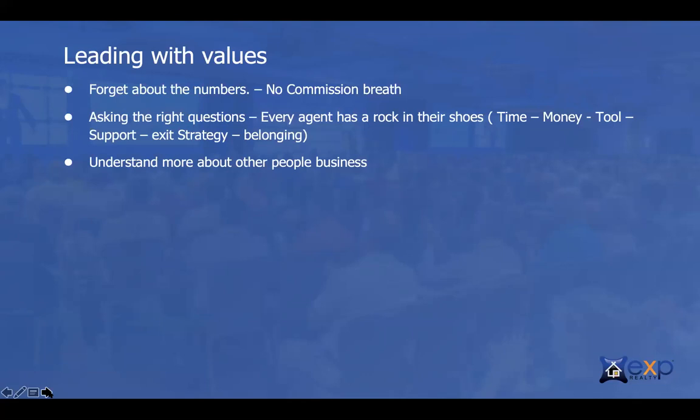So yeah, agent attraction, we lead with value. This is all about understanding more about other people's business. It's got nothing to do with you. Trust me on that. And then after you understand their problem, by asking the right questions, you're going to solve their problem using the EXP solution or not. Let's say, for example, I don't know if she's here, but Tara, right? She's a YouTube rock star in my group.